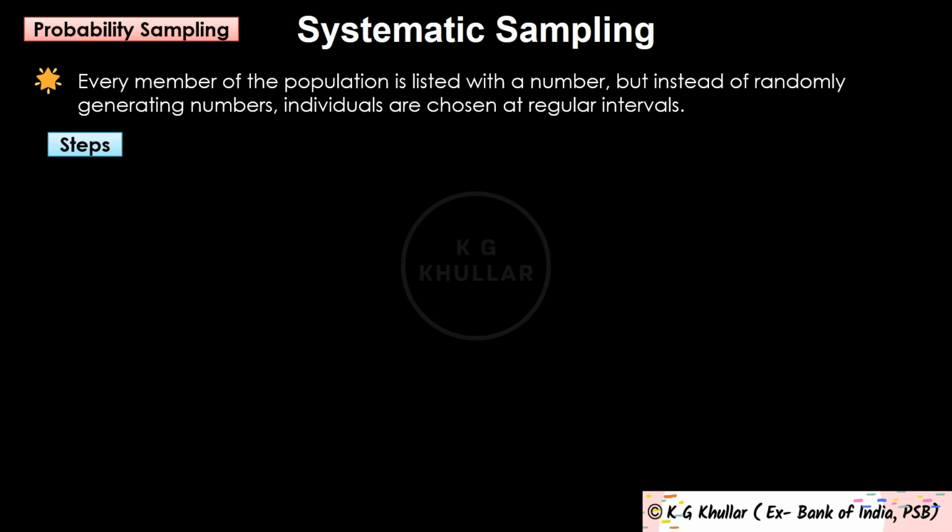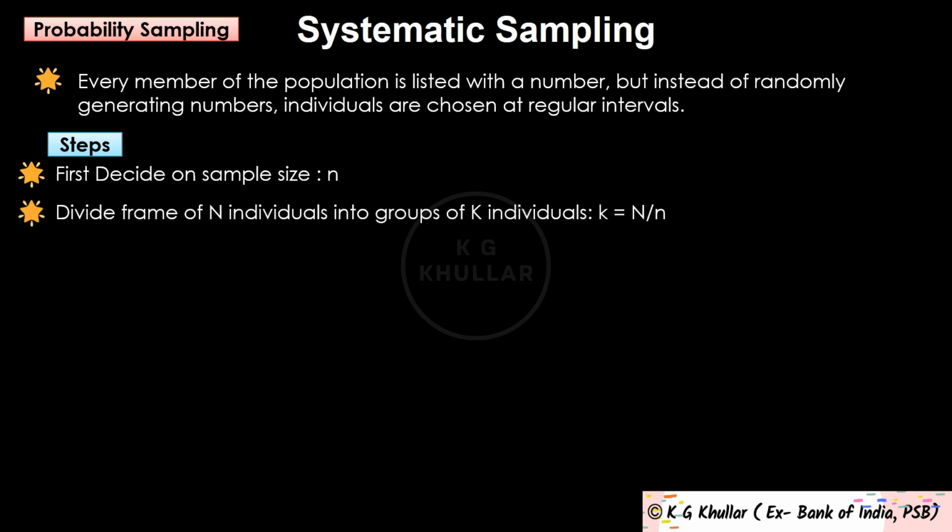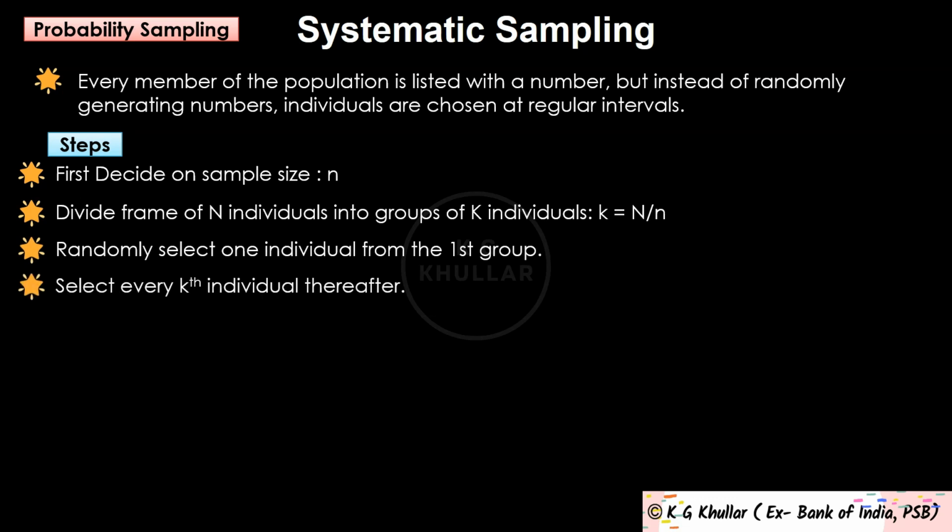Now friends, the steps for this type of sampling can be summarized as follows. In the first step, first decide on the sample size, that is small n. Then divide the frame of N individuals into groups of k individuals, that is k equals capital N divided by small n. After this, randomly select one individual from the first group, and lastly select every kth individual thereafter. Now I know this must be confusing for you, isn't it?